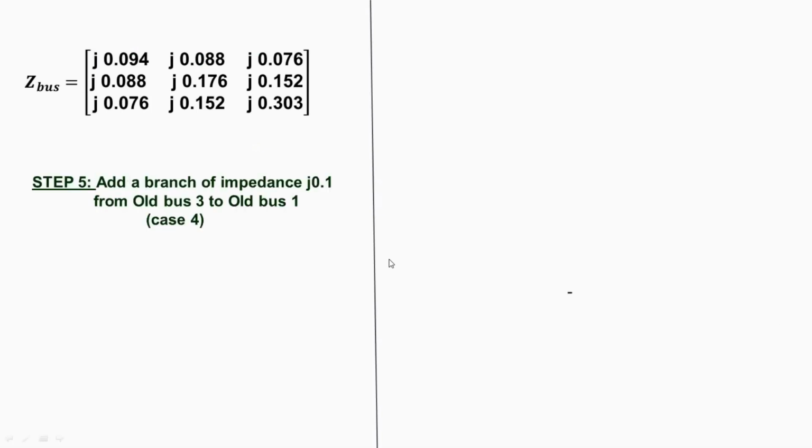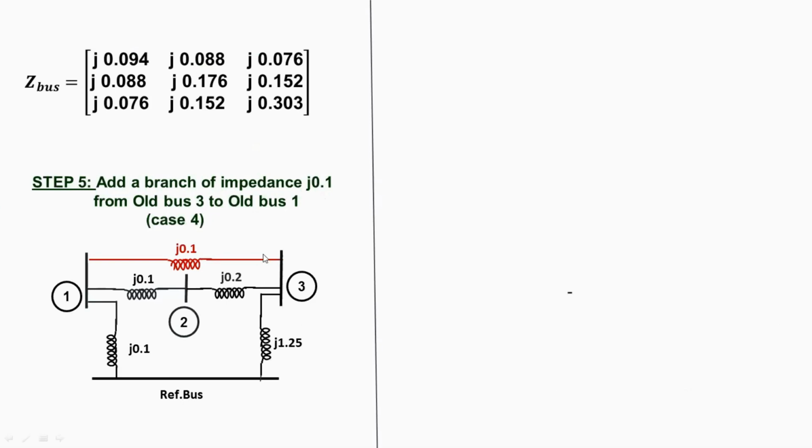Now finally, we are going to the last step, the last element. The last element is j0.1. The element is connected between bus number 3 and bus number 1. Bus number 3 and bus number 1 are both already existing buses, that is, the old buses. So this comes under case number 4.